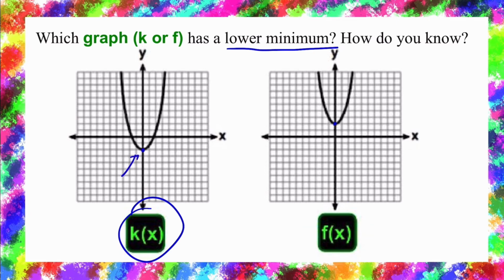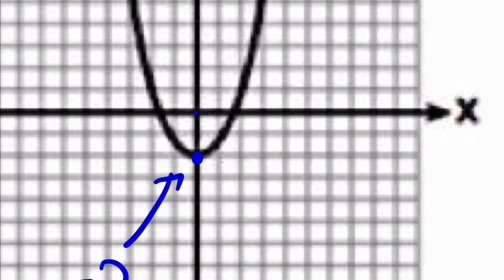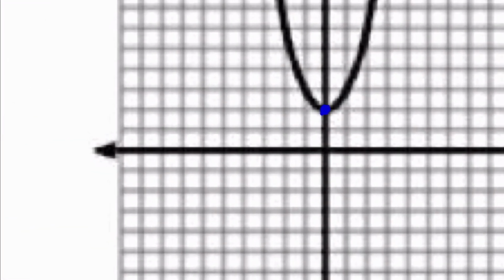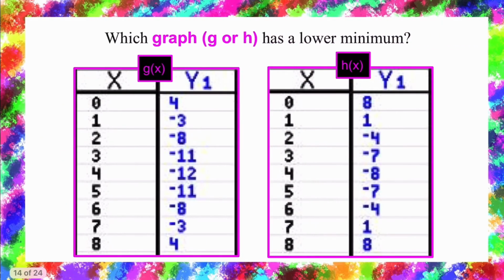Well, it's going to be k of x. This minimum is -2. If I was to count here, I would have 0, -1, -2. This minimum is +2. So I can say k of x because -2 is smaller than +2. Let's look at 2 tables here. Which graph, G or H, has a lower minimum?